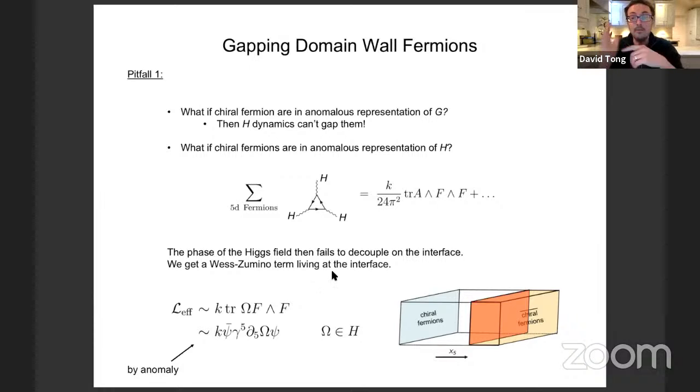However, if you had what you wanted, which is a set of fermions on the edge which were not anomalous under H, then this Chern-Simons term vanishes, and there's no such dynamics on the wall. In fact, the interface where the profile of the Higgs field changes is nice and smooth. There are no light degrees of freedom that live there.